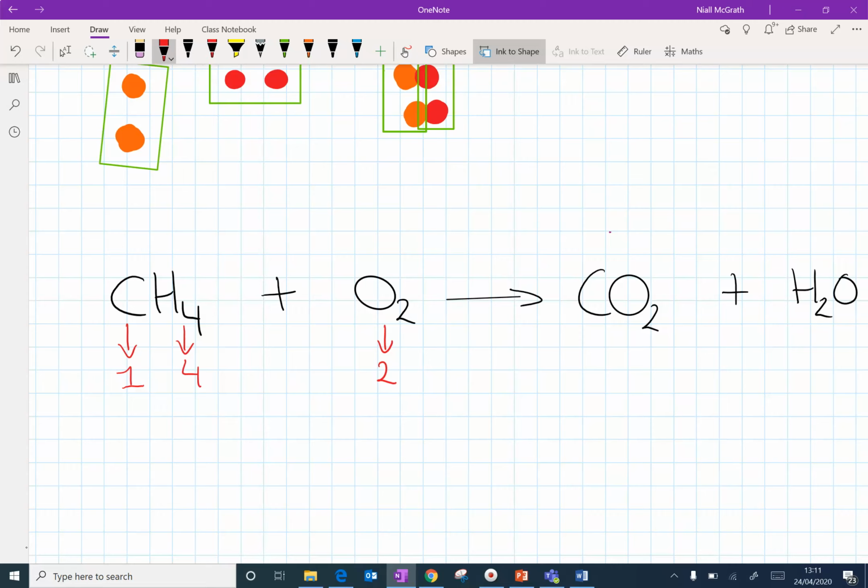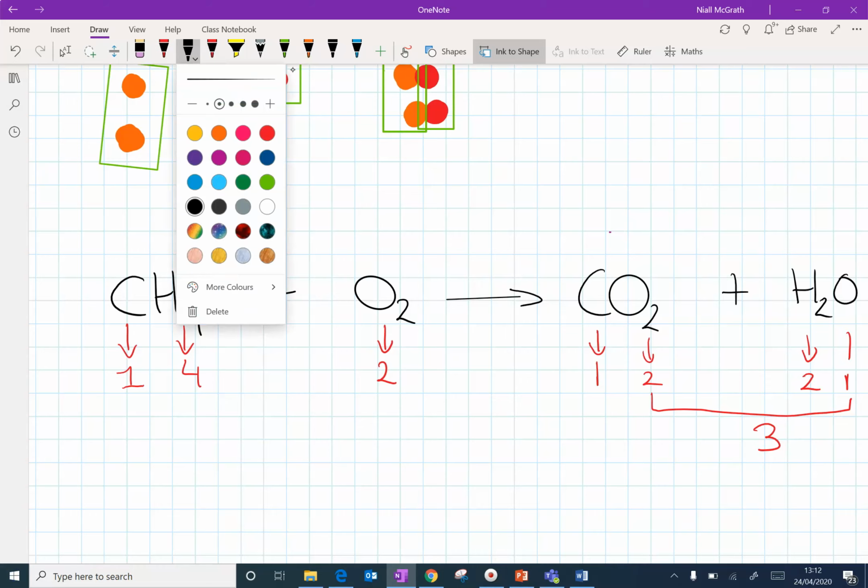Now, on the right hand side of our equation, the product side, we also have 1 carbon, 2 oxygens, 2 hydrogens, and 1 more oxygen. So that means in total we have 3 oxygens on the right hand side of our equation, which doesn't balance. And we also only have 2 hydrogens, which also doesn't balance.